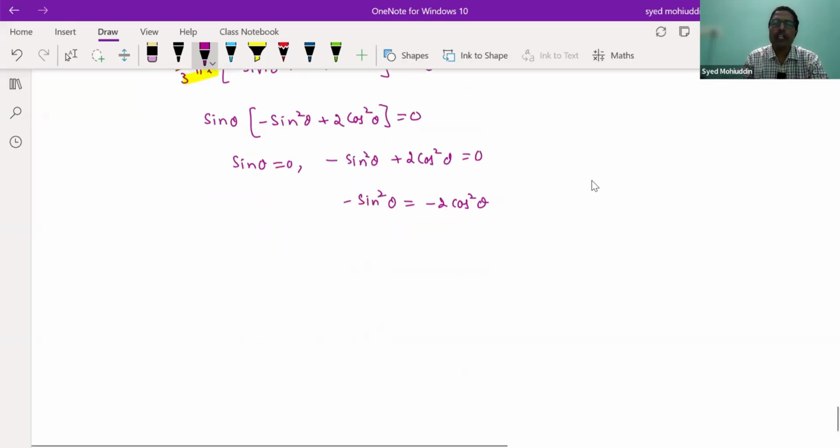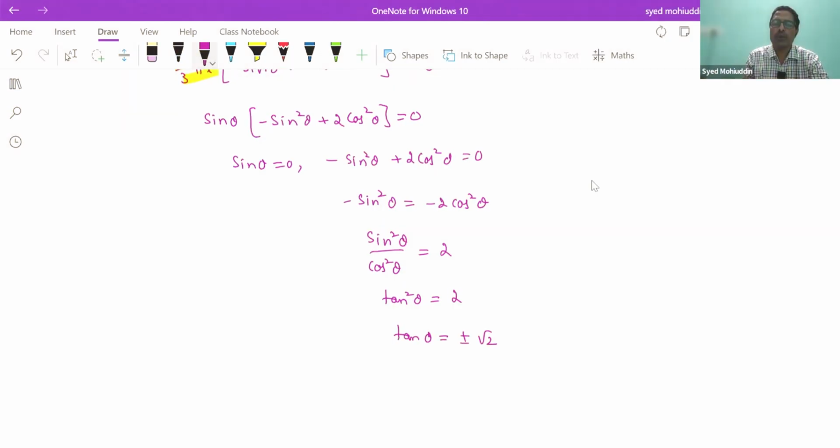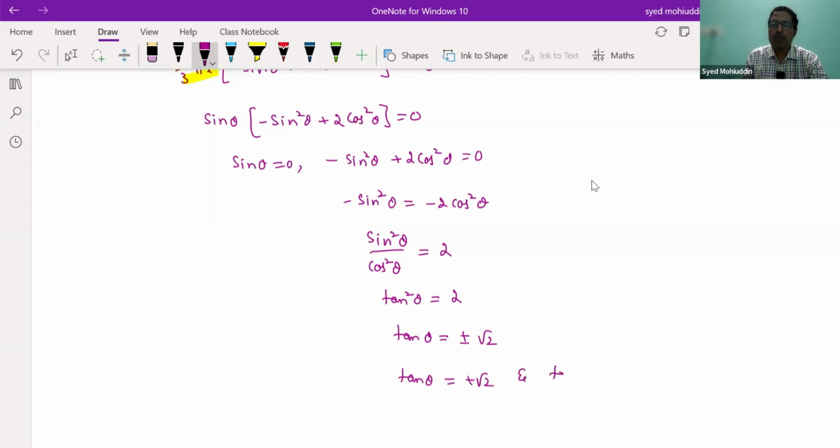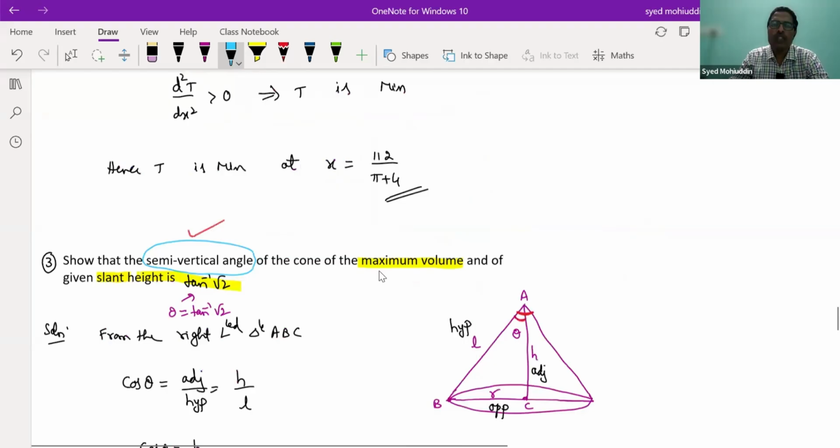And minus will get cancelled over here. So you'll be left with sine square of theta divided by cos square of theta equals 2. Sine square theta by cos square theta will give you tan square theta equals 2. Therefore, we'll be getting tan theta equal to plus or minus root 2. One value is tan theta equals plus root 2, and tan theta equals minus root 2. So maximum is maximum volume.